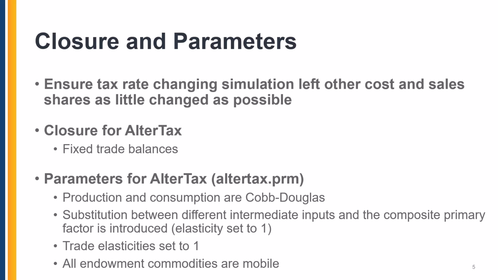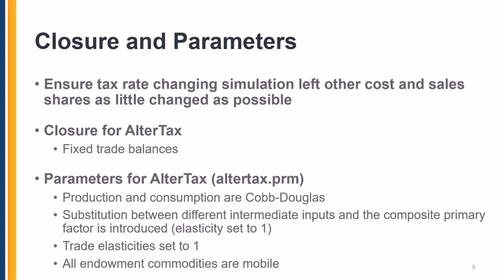On the previous slide, I mentioned that the AlterTax procedure requires special closure and parameter files. If we examine this further, we find that AlterTax simulation closures are designed to minimize the changes to the rest of the database when tax changes are incorporated, and that the closure for an AlterTax experiment fixes regional trade balances. Moving over to the parameter file, we need to understand that these are set such that tax rate changing simulations leave other costs and sales shares changed as little as possible.